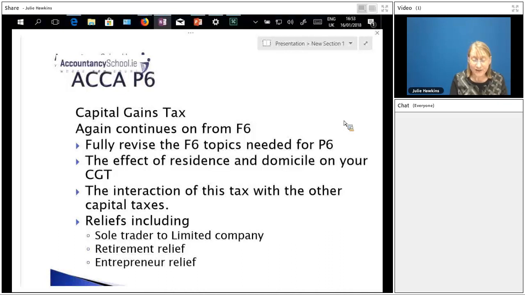Again, the effect of residence and domicile on the tax, very, very important. We look at the interaction of this tax with the other capital taxes. The other capital taxes are the two new taxes, capital acquisitions tax and stamp duty. And usually one of the questions will look at those three taxes together. Also, we have some major reliefs in capital gains tax, reliefs for sole traders transferring their businesses to limited companies, retirement relief, which is a major relief in capital gains tax, and also entrepreneur relief, which again is a major relief in capital gains tax.